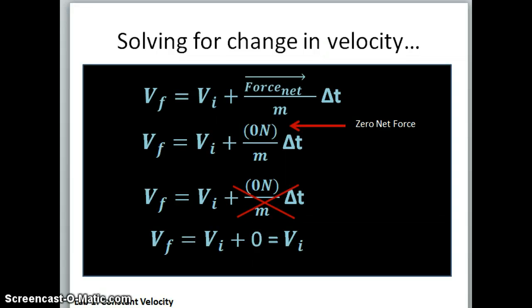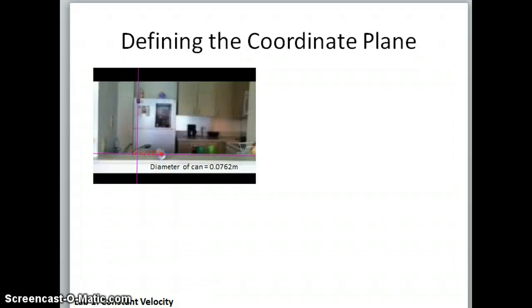From Newton's second law, we can conclude that if the net force of an object is zero, then the velocity of the object should not change over a given time frame. Thus, for a moving object, we should see constant velocity unless a non-zero net force is acting on that object.